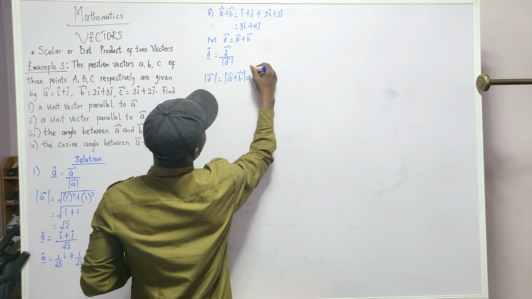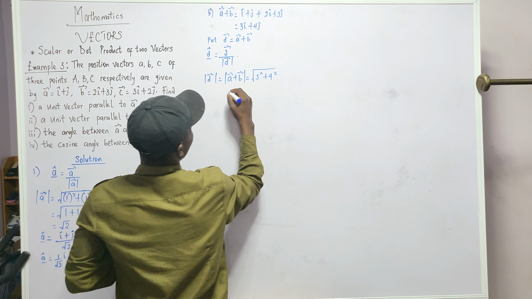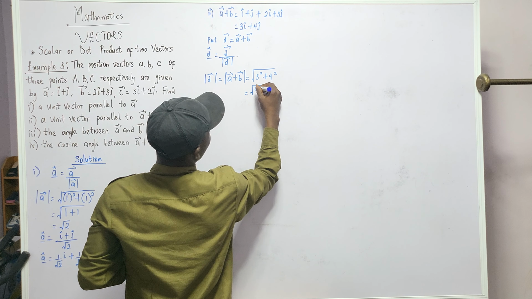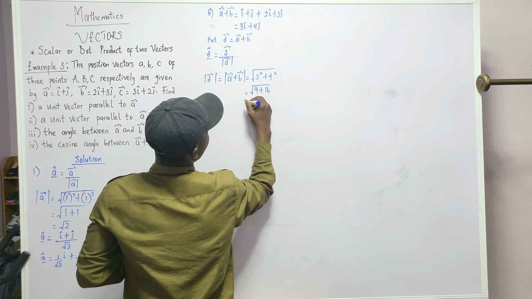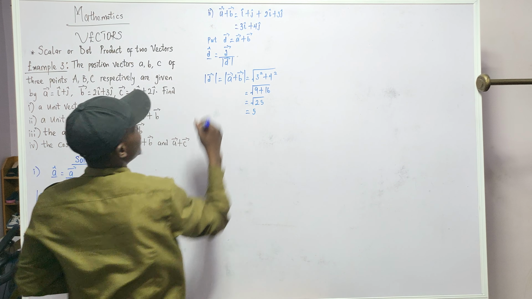be equals to square root of 3 square plus 4 square. So that will be giving us square root of 9 plus 16. That gives us square root of what? 25, which will be equals to what? 5. So let's now get the unit vector.